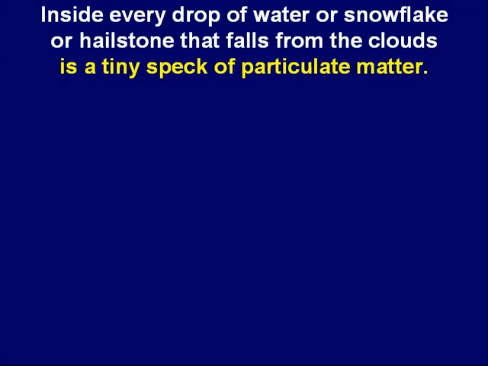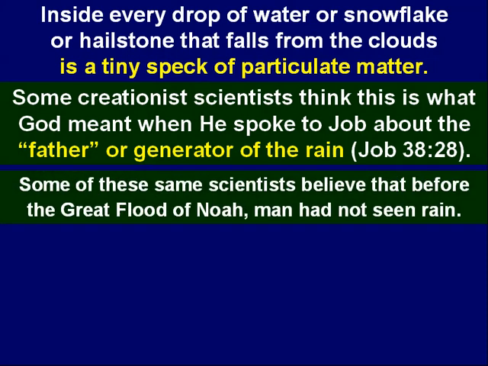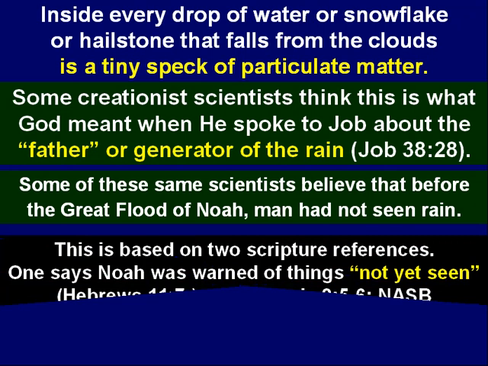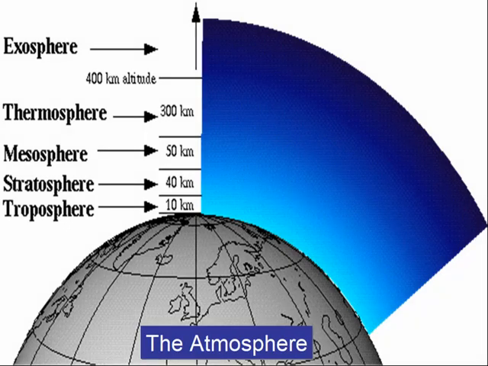Inside every drop of water or snowflake or hailstone that falls from the clouds is a tiny speck of particulate matter. Some creationist scientists think this is what God meant when he spoke to Job about the father or generator of the rain. Some of these same scientists believe that before the great flood of Noah, man had not seen rain. This is based on two scripture references. One says Noah was warned of things not yet seen, and Genesis says that instead of rain, a mist watered the earth.